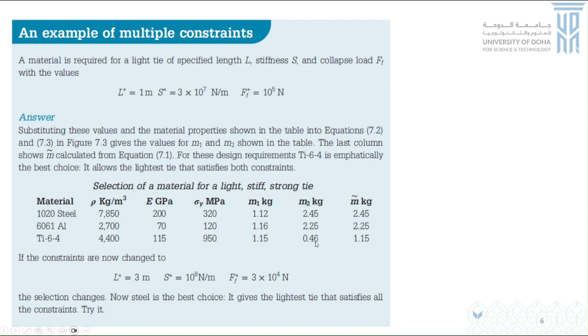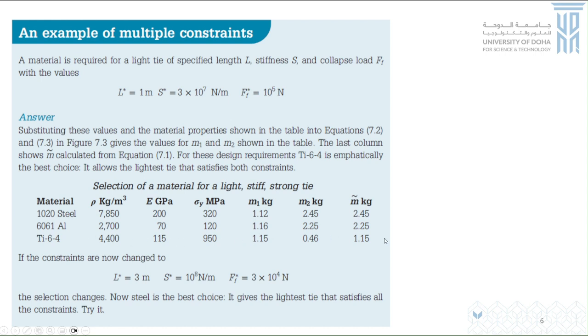Now, how do you decide which of these options is the best? As a designer, you can make that decision. For example, I can say that I want both of my constraints to be satisfied, so I'll go for the option which gives me the overall minimum mass. I compare M1 and M2, and in this case the overall minimum mass is actually 1.15. So that means using titanium in this application will be my optimal choice.